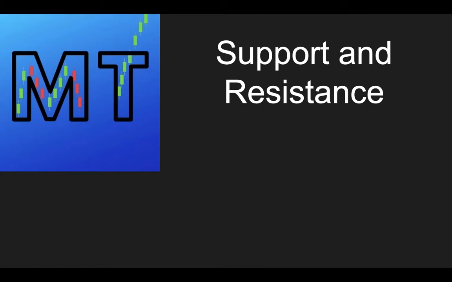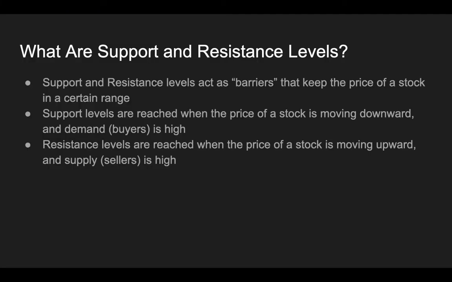What are support and resistance areas? Support and resistance levels act as barriers that keep the price of a stock within a certain range. Support levels are reached when the price of a stock is moving downward and demand, aka the buyers, is high. Resistance levels are reached when the price of a stock is moving upward and the supply, aka sellers, is high. I'll show you some examples pretty shortly, but I'm just going to show you this quick PowerPoint.